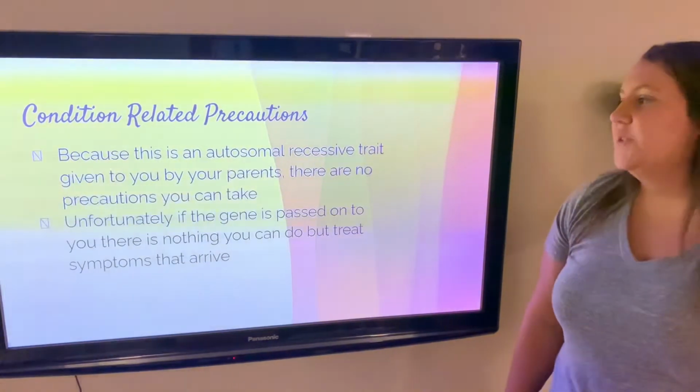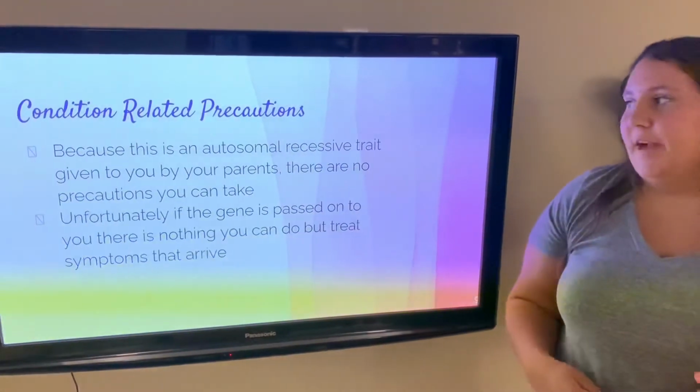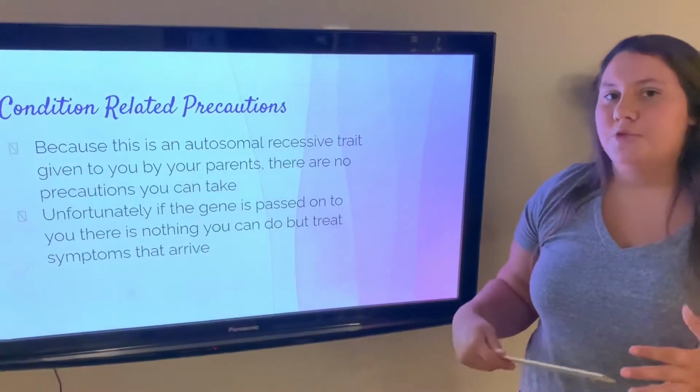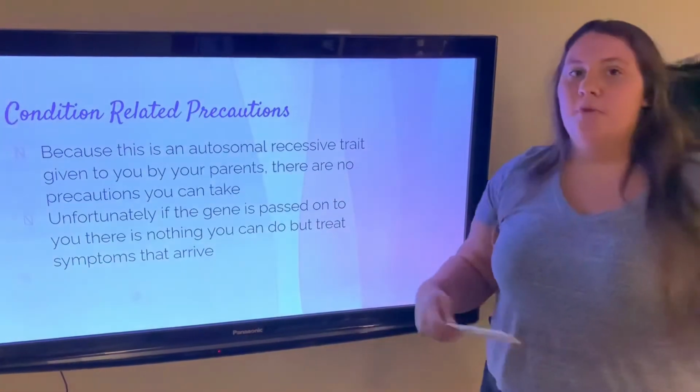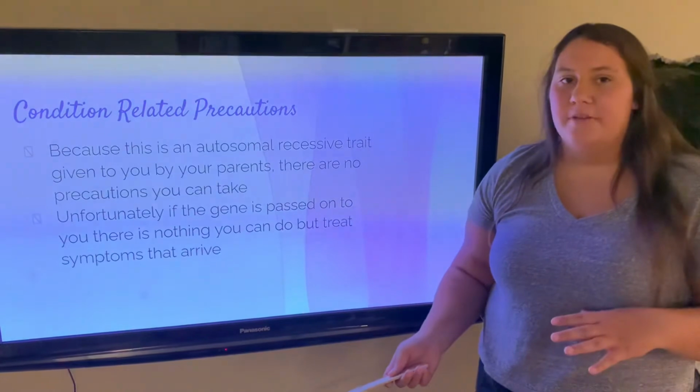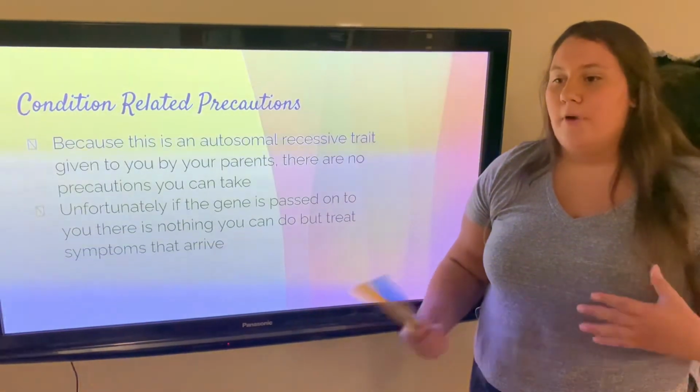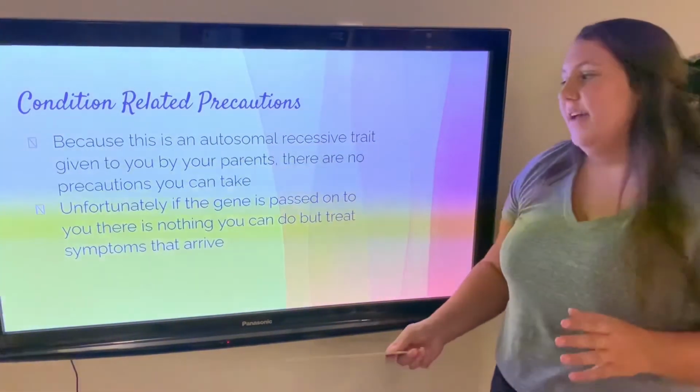Condition-related precautions. Because this is an autosomal recessive trait, there's nothing you can really do to prevent this disease from happening. It's not something you can catch from somebody else or something like that. You're born with it, and there's nothing that you can do.